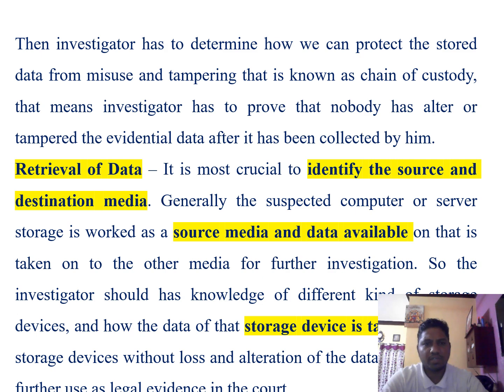The next one is the retrieval of the data. It is most critical to identify the source and destination of media. Generally the suspect computer or server storage works as the source media, and the data available there is taken onto other media for further investigation. So the investigators should have knowledge of the different kinds of storage devices and how to copy the data to the storage device without loss or alteration of the data, for further use as legal evidence in the court.